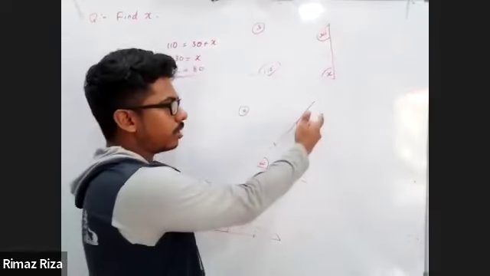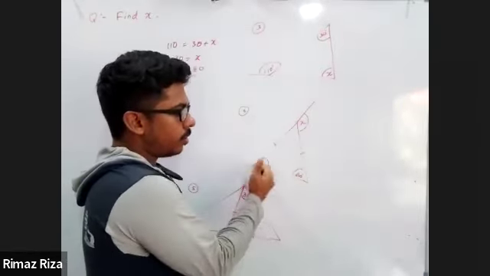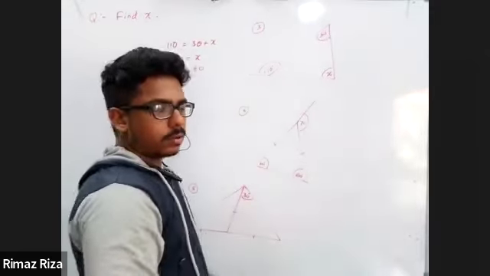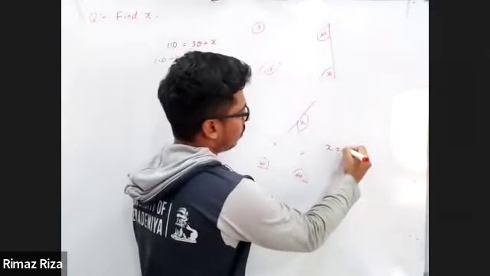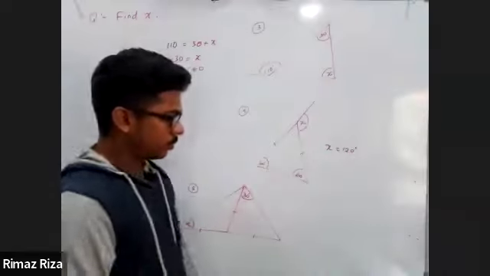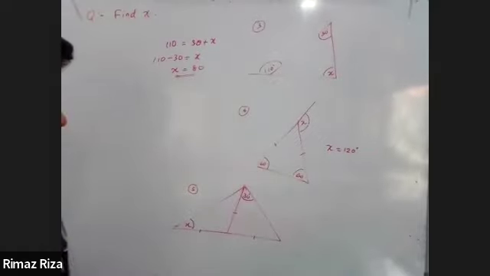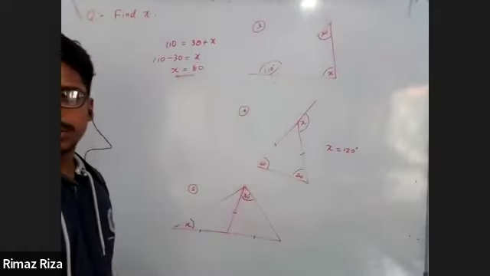So now exterior angle is equal to the sum of the interior opposite angles. X equals 60 plus 60, 120. X equals 120. Okay, do this question. Go on.